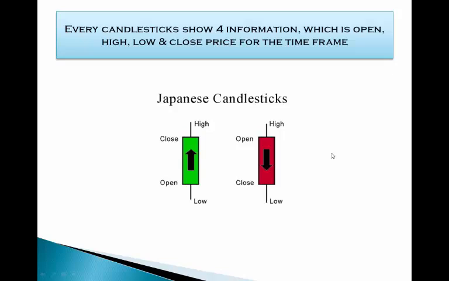So it basically says that when you are in a 1 hour time frame, every candlestick represents 1 hour of trading activities. When you are in the monthly time frame, every candlestick represents 1 month of trading activities. Alright, simple.